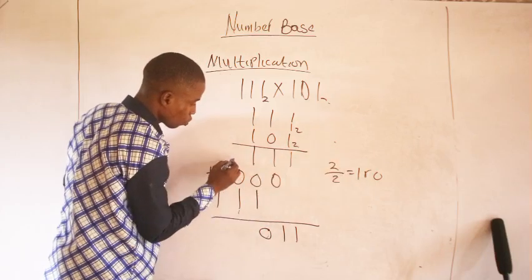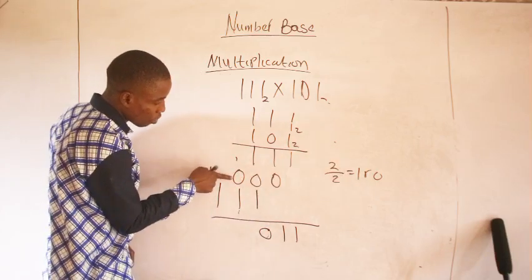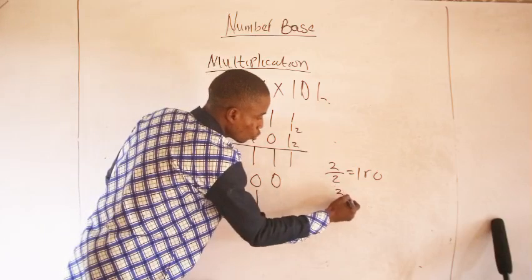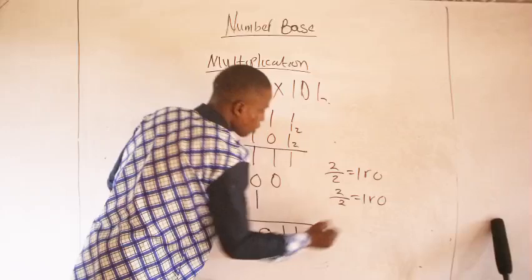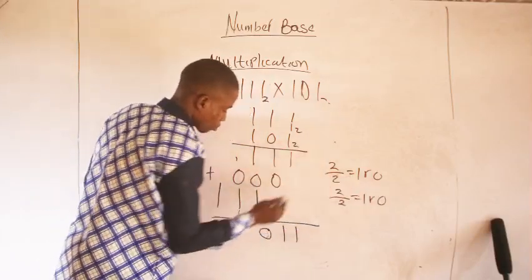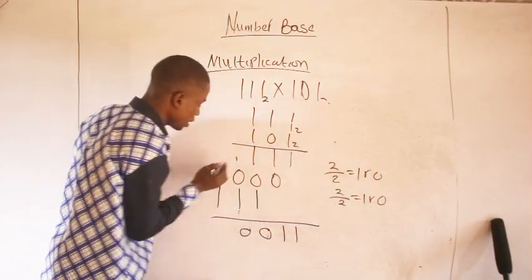You put the 1 here. 1 plus 0 plus 1. That's 2 all over 2, equal to 1, remainder 0. You put this one, write it here. Put the 1 here.